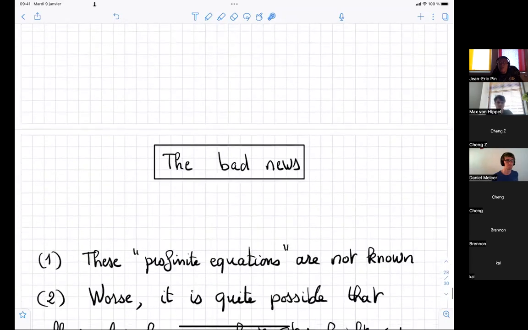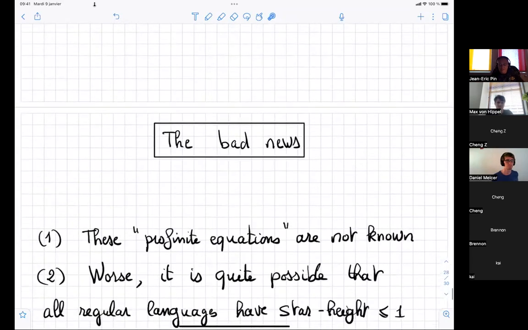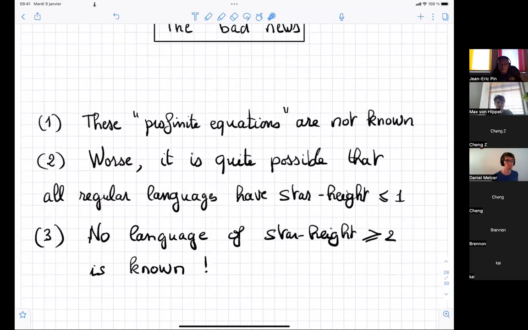But now comes the bad news. The bad news are three of them. The first one is that, as I told you before, these profinite equations are not known. I have no idea what they are. Worse, it's quite possible that all regular languages have star height less than 1. And nobody was able to find any language of star height 2. So it's still an open problem to find a language of star height 2.